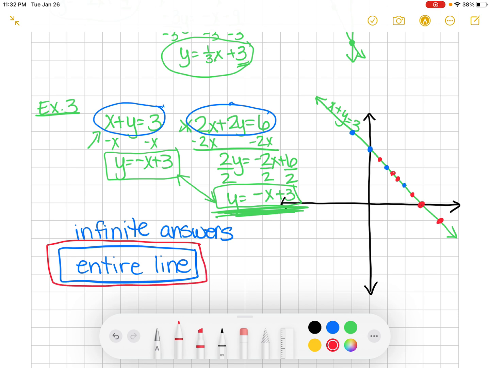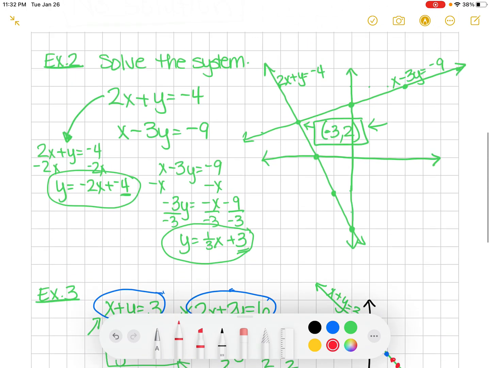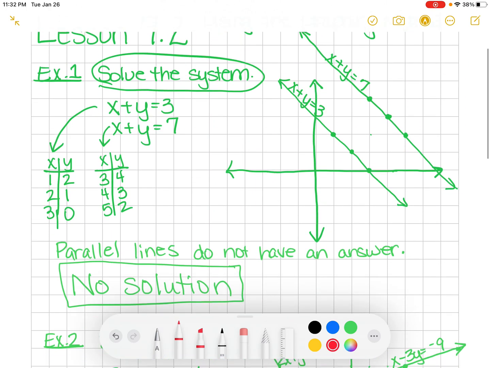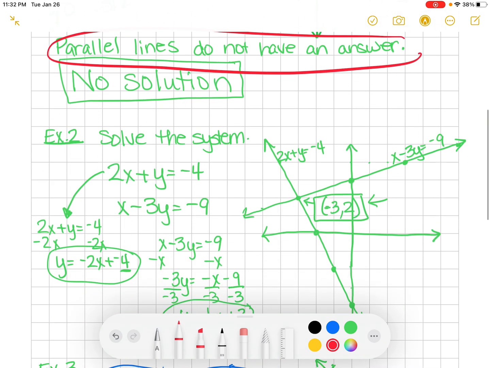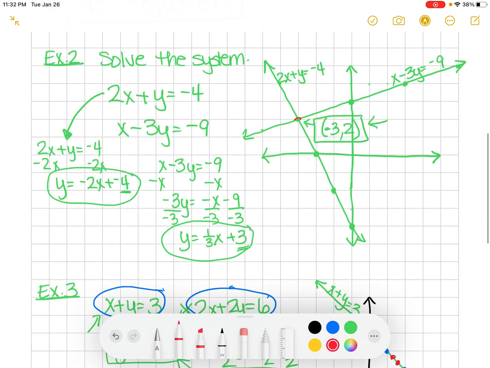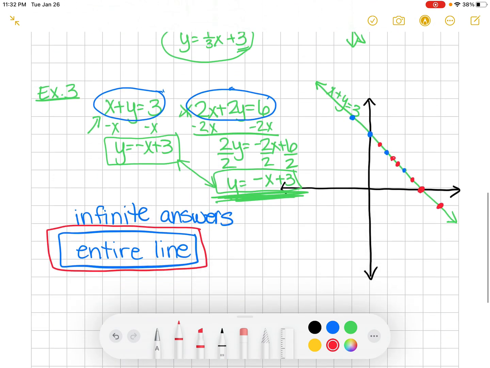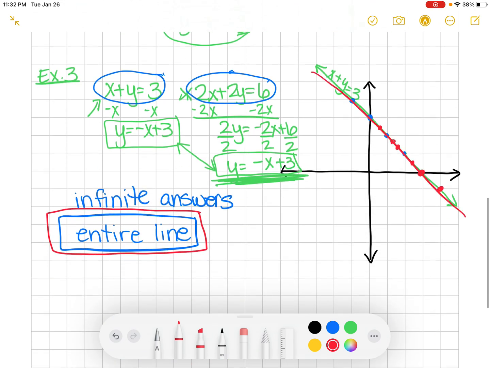And that's it. Those are the 3 situations you'll have today on homework. You will have a no solution where you get parallel lines. So remember, they do not have answers. You will have ones that have just 1 point, and that's your answer. Okay. And then you have ones where it has all these points, and the entire line is your answer.